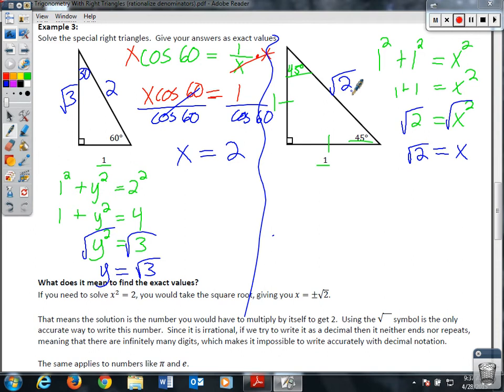So that's what it means to give an exact value. It means not to take your calculator and plug in square root of 2 and say, well, this is equal to 1.41 something or other. That would be a rounded off answer. But what we want is the exact answer. We want the mathematically perfect answer, and that would be the square root of 2.